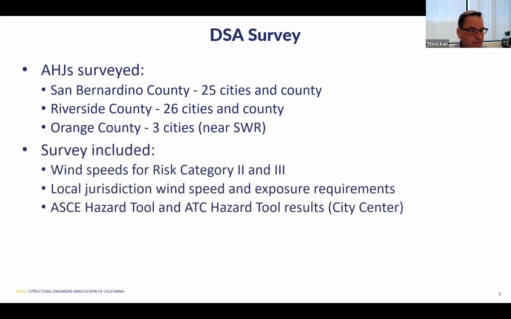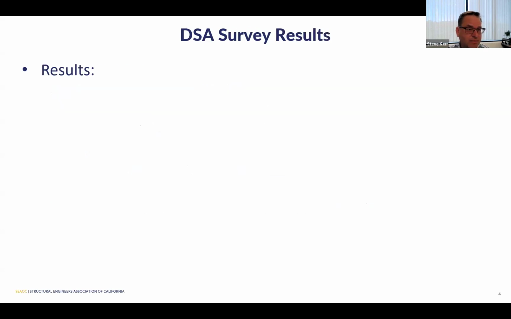And what they did look at was compiling the data for risk category 2 and 3 buildings, as well as the local jurisdiction's wind speed requirements and exposure requirements. And to kind of paint the whole picture, they also took into account what the ASCE hazard tool and ATC hazard tools had for the cities, and Gwen will be talking about that later on, but we'll just give you some highlights from this study, and this was for the 2019 CBC.